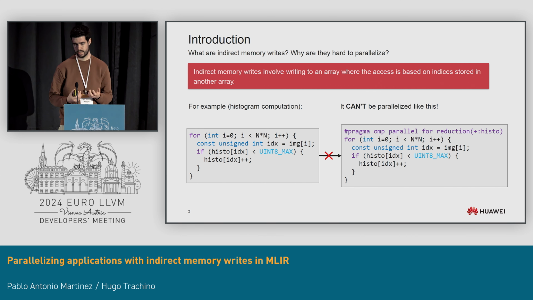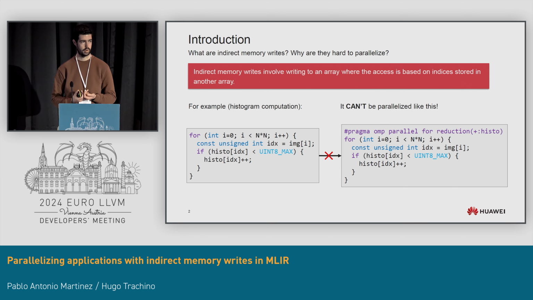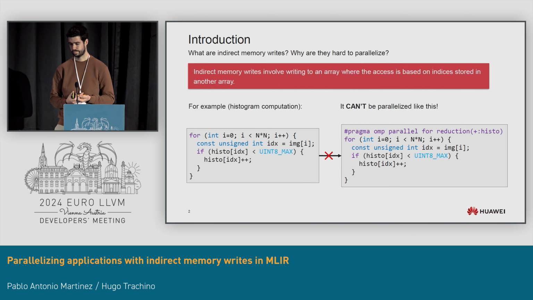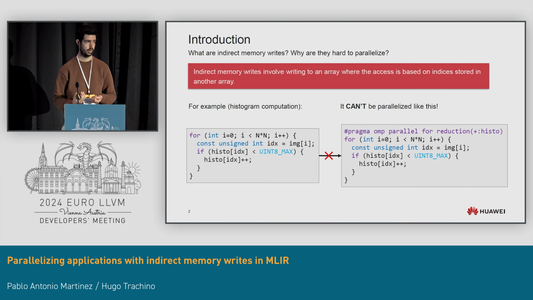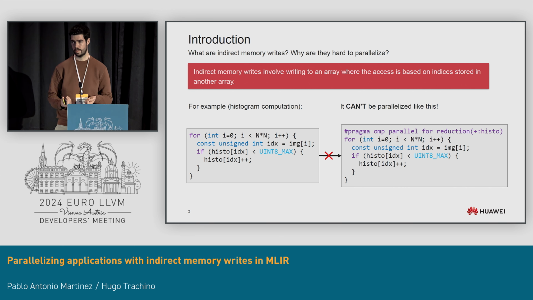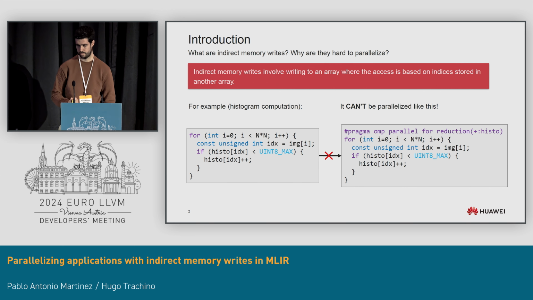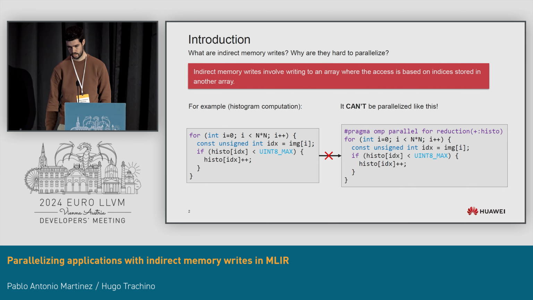The problem with this kind of computation is that it cannot be parallelized normally with a normal pragma OpenMP parallel because of the indirect memory writes, you don't know beforehand the location that you are going to store. So it could happen that many threads are accessing the same memory address at the same time. So we need more specialized techniques to parallelize this automatically.